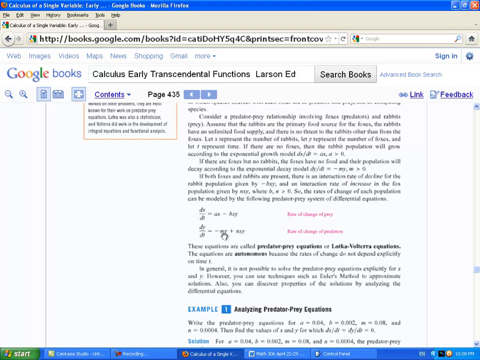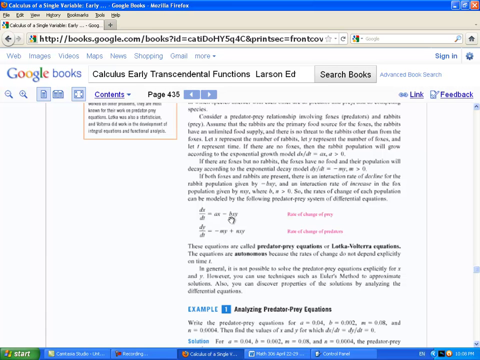Now, why do we have a negative on the predator rate of change? Well, this is assuming there's no rabbits. If there's no rabbits, then the number of foxes is going to decrease rapidly, and the rate of change is going to be proportional to the number of foxes, because they're going to die off in proportion to how many foxes there are. So that's why you have this term here.